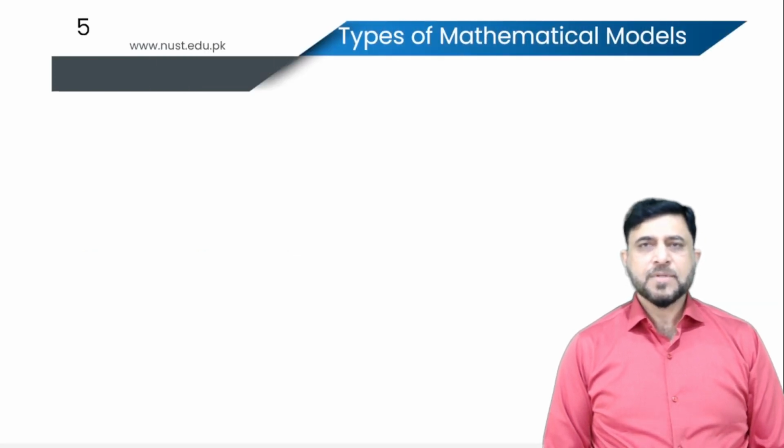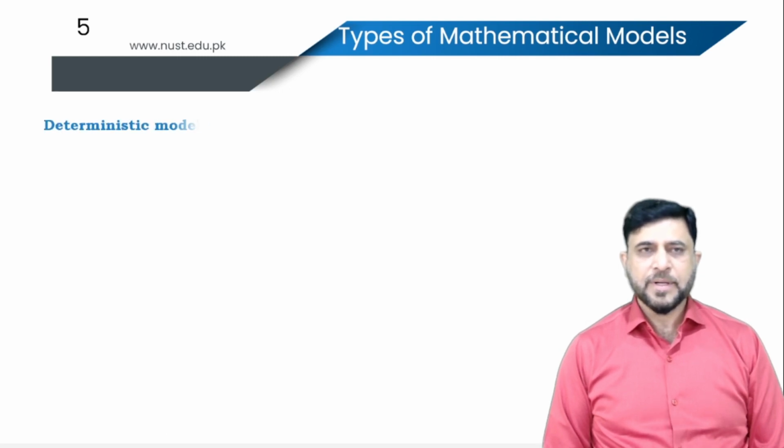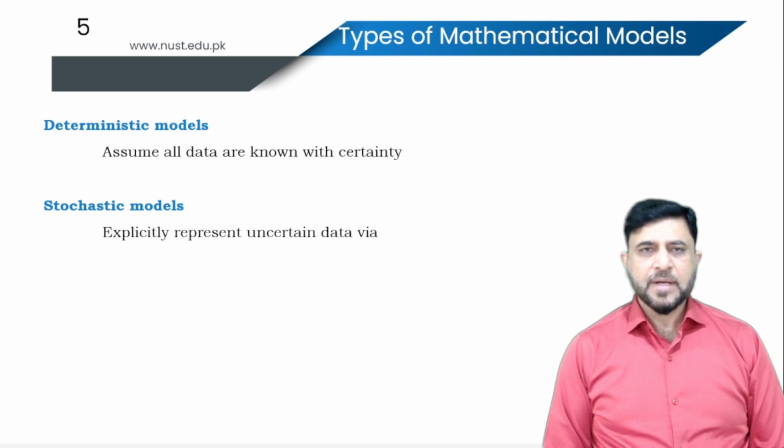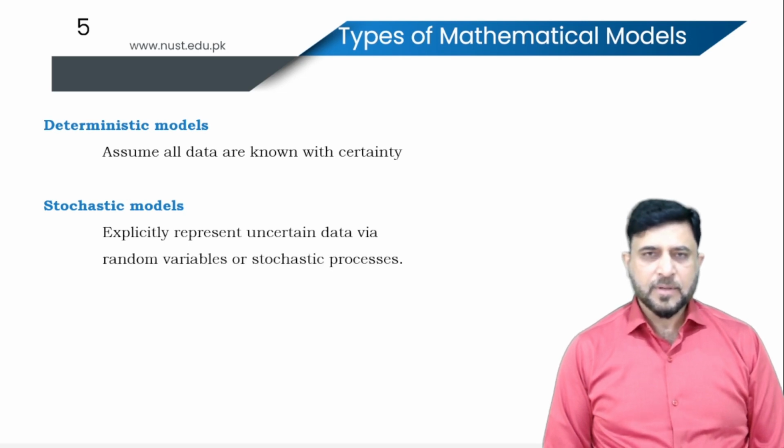What are the types of mathematical models? Basically, there are two types of mathematical models. First one is deterministic model. Here we assume all data is known with certainty. And the second one is the stochastic model. What is the stochastic model? It explicitly represents uncertain data via random variables or stochastic processes.